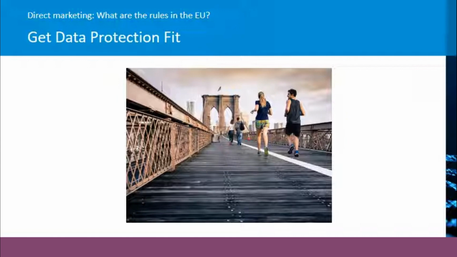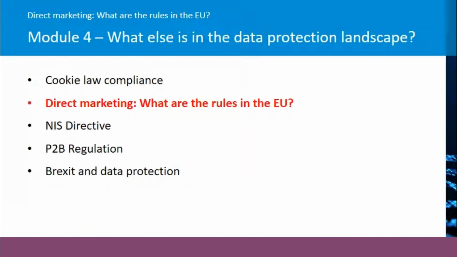In previous modules of this series, you will have already covered the fundamentals of data protection law in Module 1, putting data protection into practice in Module 2, and cross-border issues in Module 3. We are now on to Module 4 of the series, What else is in the data protection landscape? In Session 1 of this module, you explore the topic of cookie law compliance, and today we're looking at Session 2, What are the rules on direct marketing in the EU?